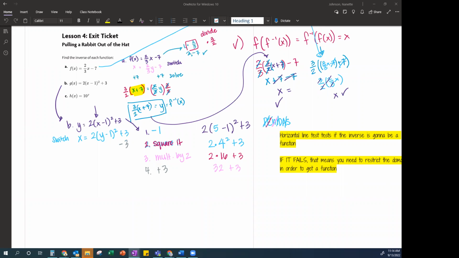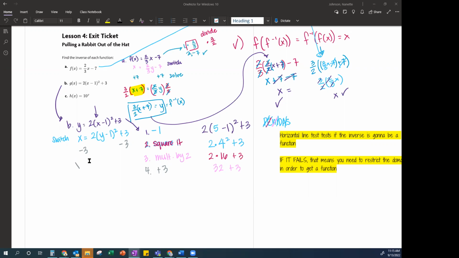Okay, very good. So we're going to subtract 3 from both sides, Ms. Johnson? Yes. How come? Because SADMEP told me to do it first, and the order of operations in reverse order told me to do it again. Does that make sense? So we're subtracting 3 from both sides. We get x minus 3 equals 2 parentheses y minus 1 squared.